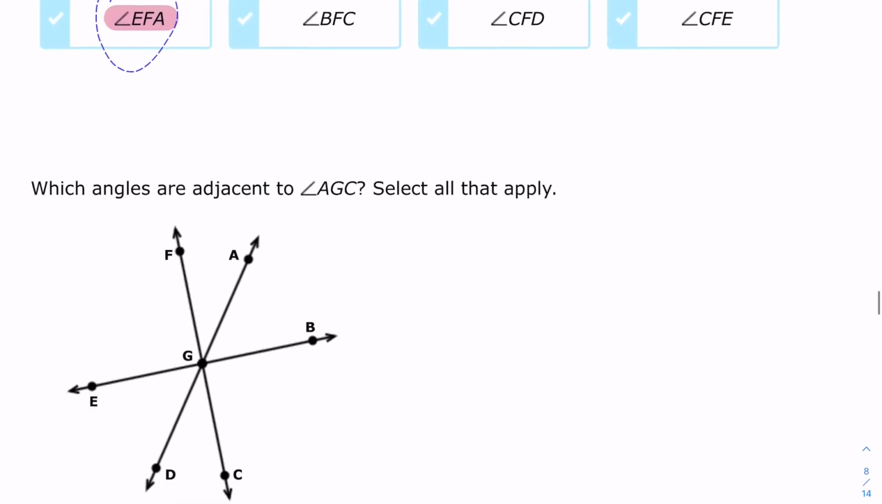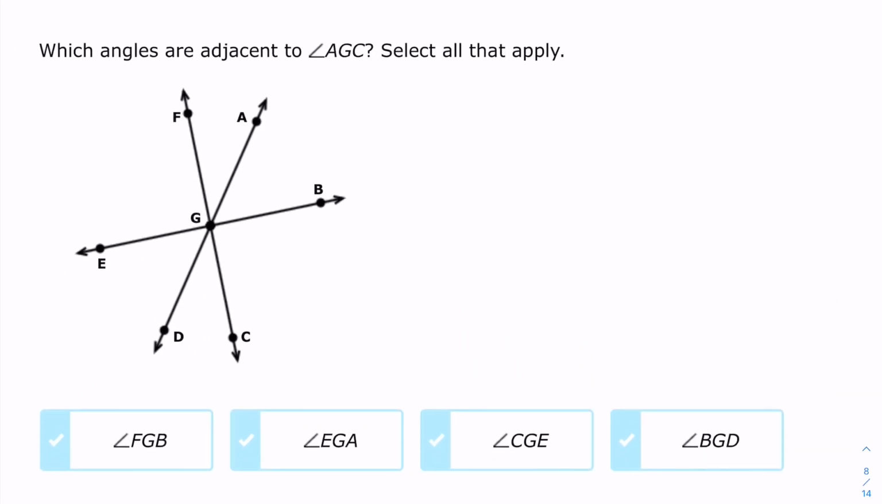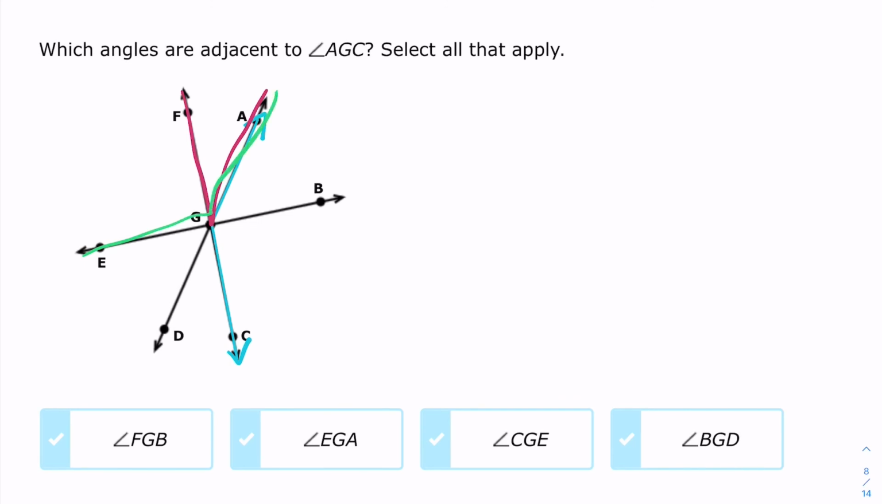All right. Next one. Oh, last one. Which angles are adjacent to AGC? So this means that AGC is here. So here's AGC. And we are looking for angles that are, sorry, adjacent. So here are some adjacent ones. This angle would be adjacent. This angle would be adjacent. This angle would be adjacent.